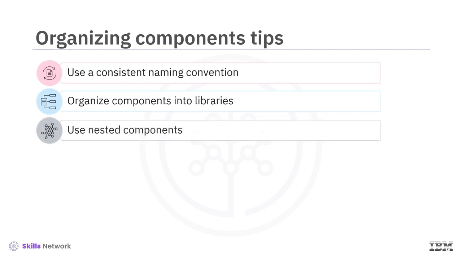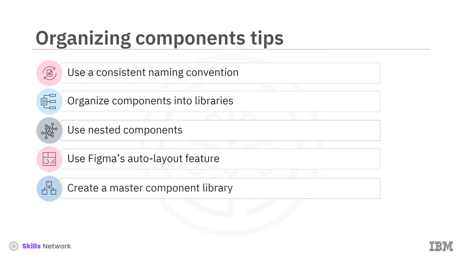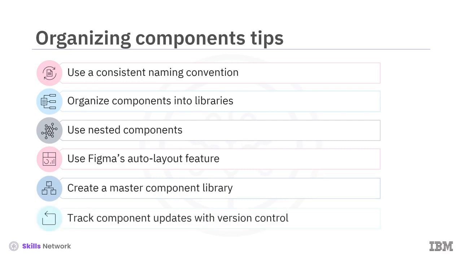Develop highly sophisticated design systems by using nested components. For example, a form component that contains input components. Use Figma's Auto Layout feature to design responsive, flexible components that dynamically change in size and position according to the information they contain. Create a master component library containing all your components to share and collaborate with other designers easily. Track component updates with version control and revert to previous versions if required.